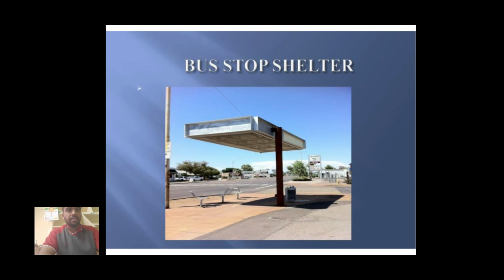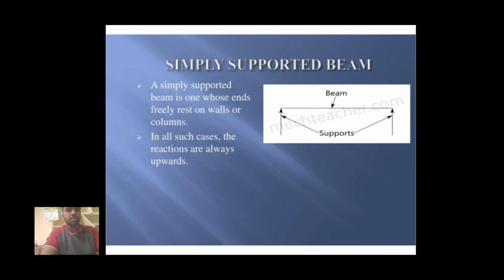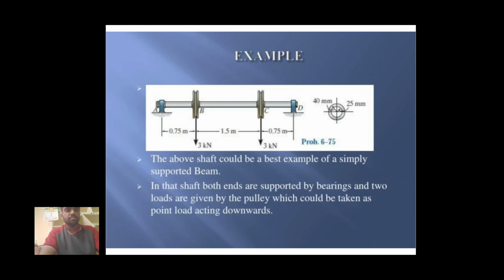Bus stop shelter. Here we can see that one end is fixed with a rod, and the other end is like a beam, where only one end is fixed, so that the other end is left free. Simply supported beam. A simply supported beam has its ends freely resting on the wall or columns. In all such cases, the reactions are always upwards. When we say simply supported beam, two ends are supported. Example: the above shaft is a good example of a simply supported beam.